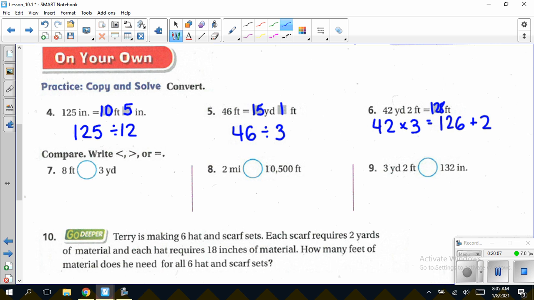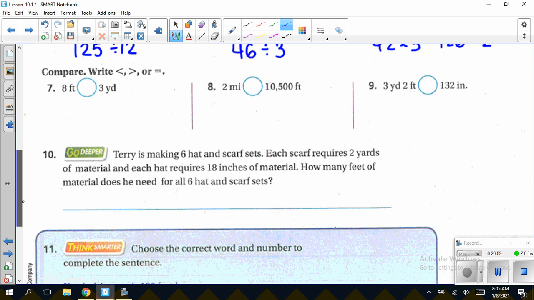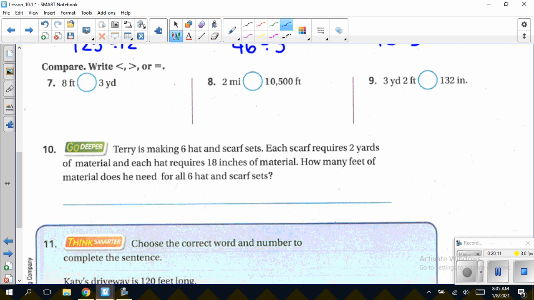Now there are some questions on your homework where you will have to compare some measurements. In order to compare measurements, you do have to have them both within the same unit of measure. I prefer to multiply over dividing, so I will change the larger units of measure that are listed into the smaller units of measure. So for number 7, I know a yard is bigger than a foot, so I'm going to change the 3 yards into feet.